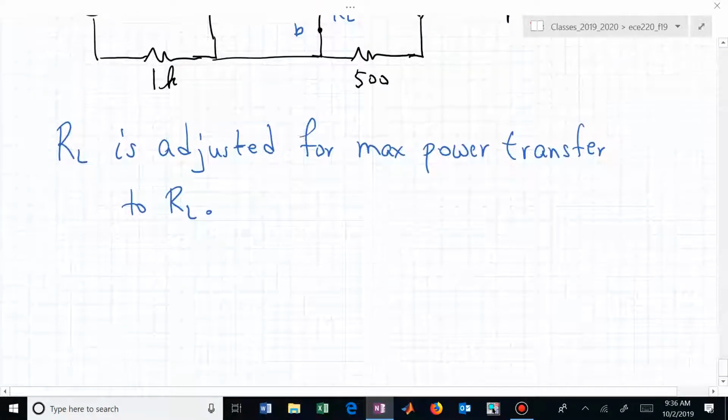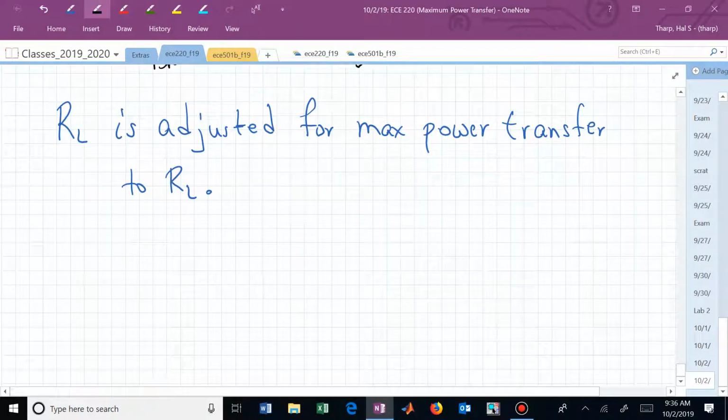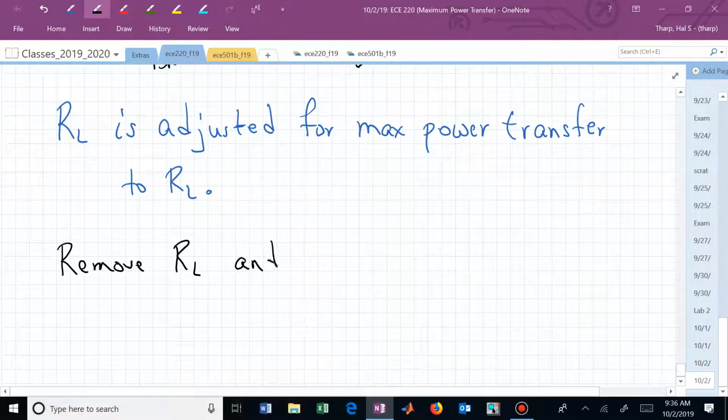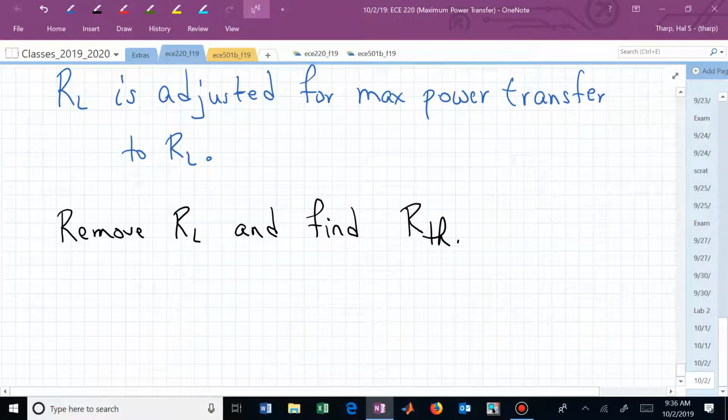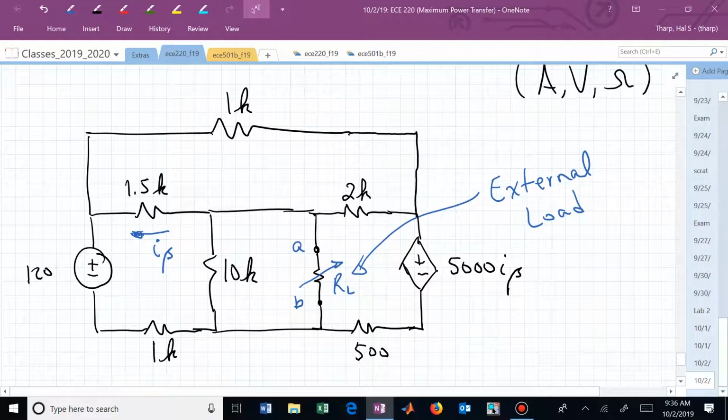So first, let's just write down what we said. Let's go ahead and say we are going to remove the resistor R sub L and find the Thevenin resistance of that circuit. And now you're saying, well, now what do I do? Do I do node voltage analysis? Do I do mesh current analysis? If we did node voltage analysis, what would we have?